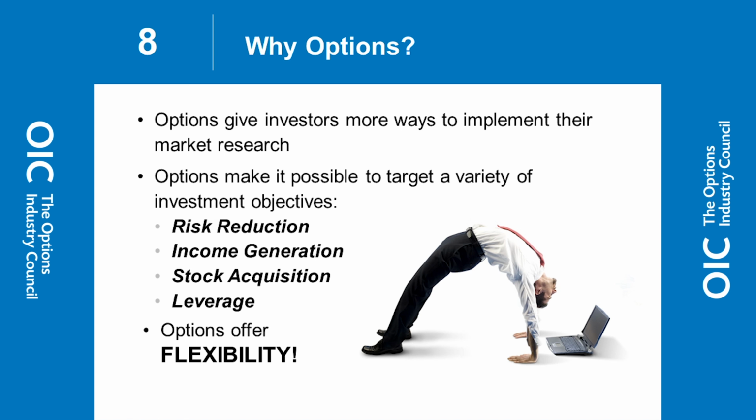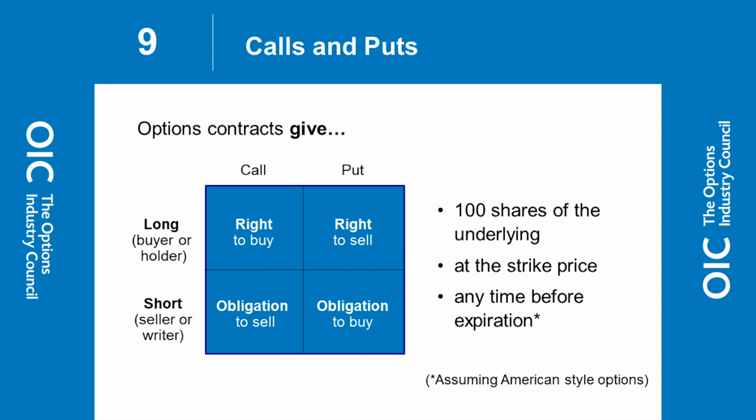Options offer us flexibility. We're not locked into buying shares or selling shares. We have a number of choices. As a matter of fact, if you go to our optionseducation.org website, we have a strategies page that lists almost 4 dozen different popular option strategies, different ways that we can use to reduce risk or generate income or use as leverage, what have you. So options offer us flexibility. Now, here is a chart that is probably one of our most important slides, especially for the beginners.